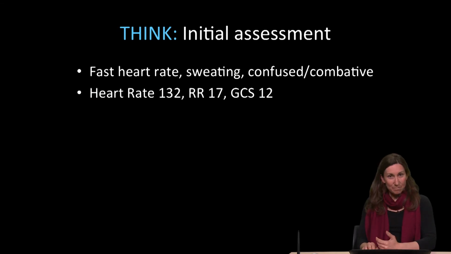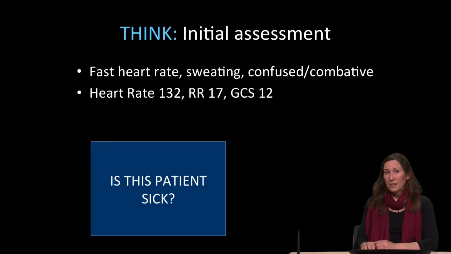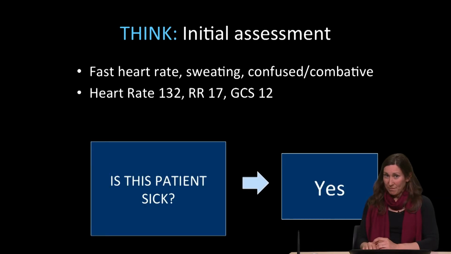So now we think, this patient has a fast heart rate, he's sweating, he's confused and combative, his heart rate is 132, his respiratory rate is 17, and his Glasgow Coma scale score is 12. Is this patient sick? Most definitely. Even if his vital signs had been much more normal than they are, we should still consider this patient sick until proven otherwise.